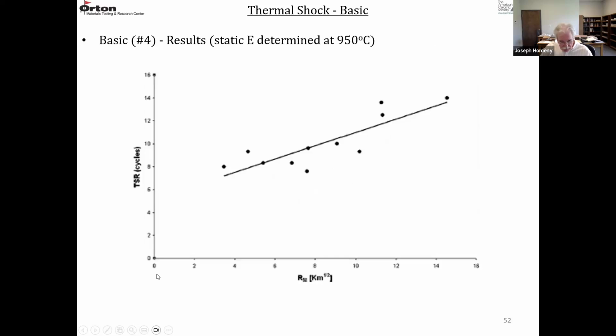And then this one is for the static modulus at 950 for all 11 materials. So the thermal shock resistance plotted against RST for all 11 materials with the static elastic modulus they measured at 950 C. And again, they get pretty good correlation. The higher the RST value, the more cycles that withstood before 20% damage.